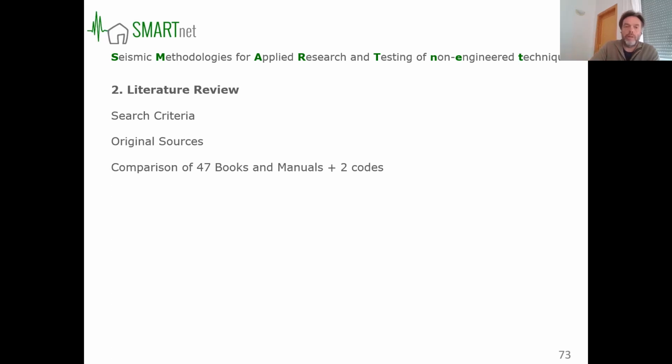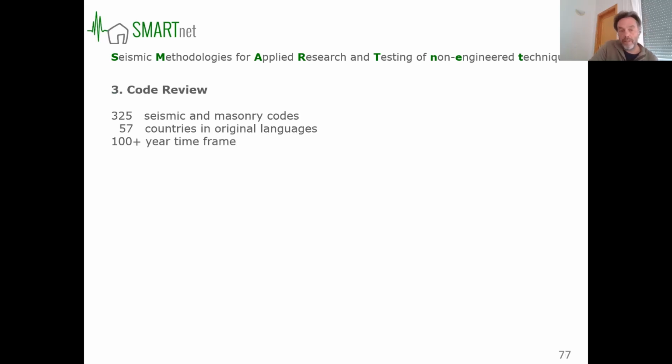Okay, long story short here, my literature review showed that most of it is one size fits all, which doesn't make sense. It's comparing apples with pears. It's 40 years old, has never been updated, and there's no consensus on anything at all. The same I did with building codes. We went through 325 seismic and masonry codes in original languages. I saw some people here joining today that helped me with translating this in their original language.